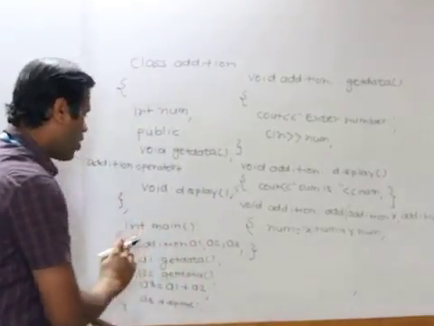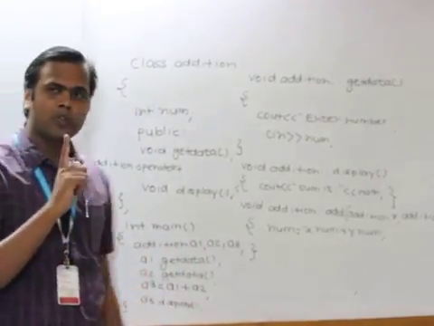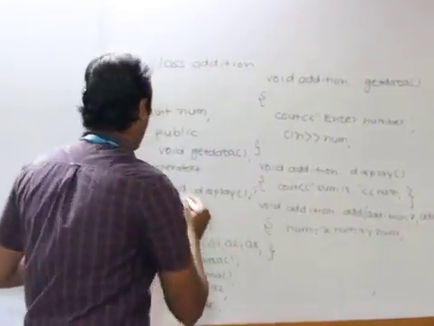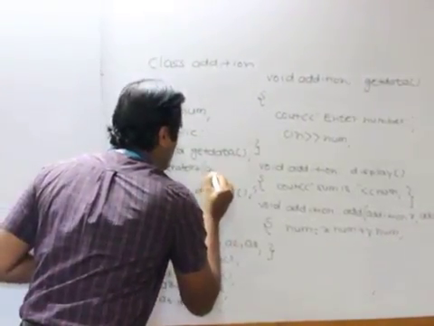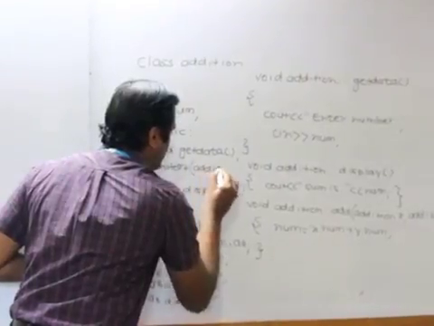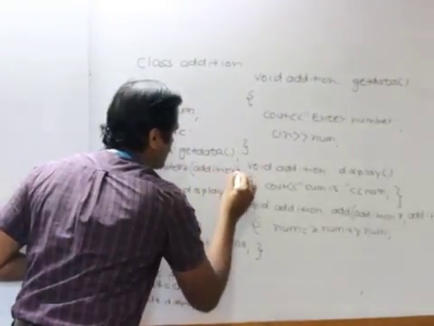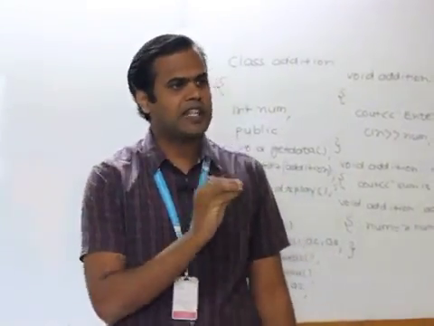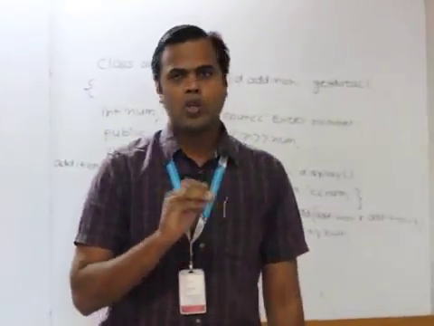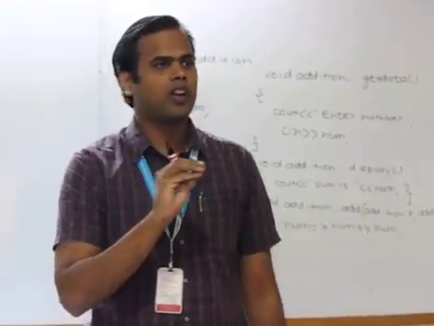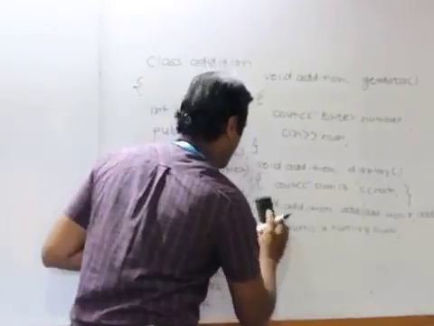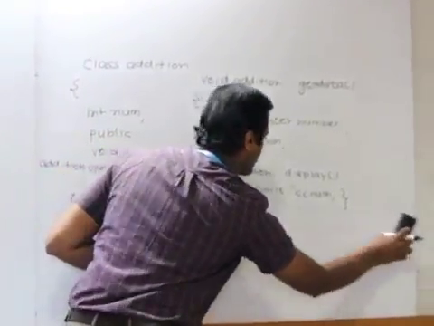Then how many objects are going to be passed? We are going to pass only one object, the A2 object. That's why here we require only one object, of type addition. That's it. The rest of the functions are the same. The get data function and the display function are absolutely the same. Only the changes are seen in the add function.